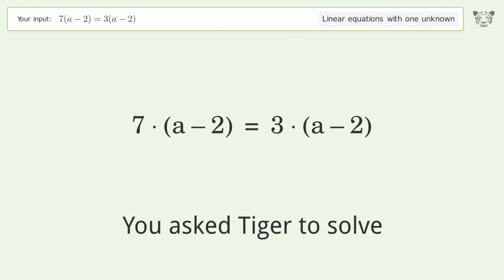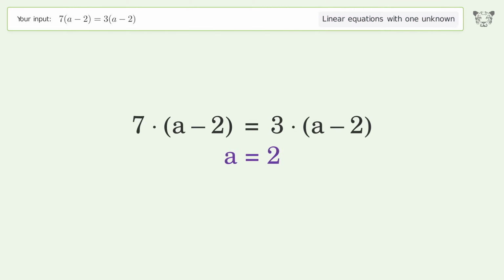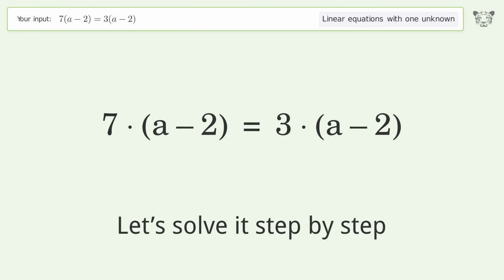You ask Tiger to solve this. This deals with linear equations with one unknown. The final result is a equals 2. Let's solve it step by step.